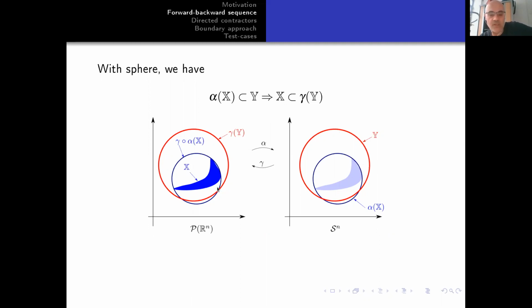So I do not have a Galois connection here, and it means that I may have some problems with properties. For instance, the intersection of two spheres is not a sphere, and it will be difficult to use a forward-backward algorithm and to have all the properties that we usually need.